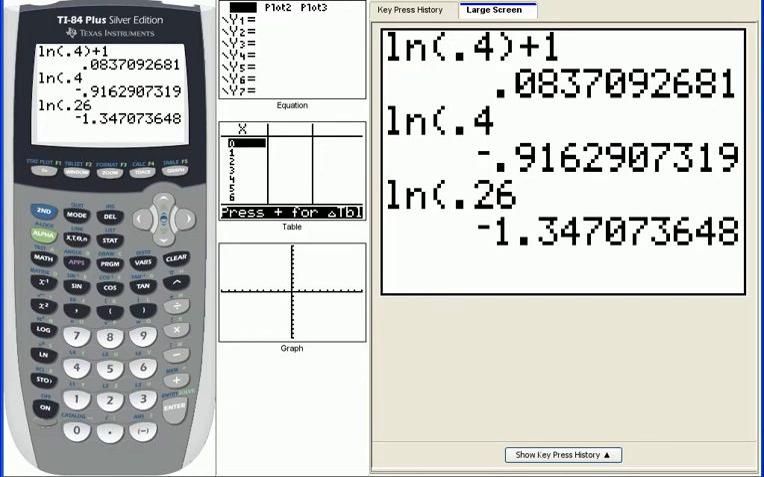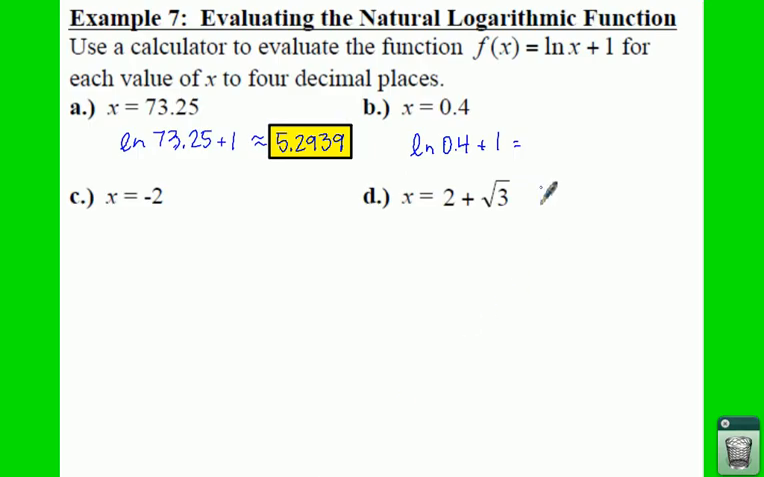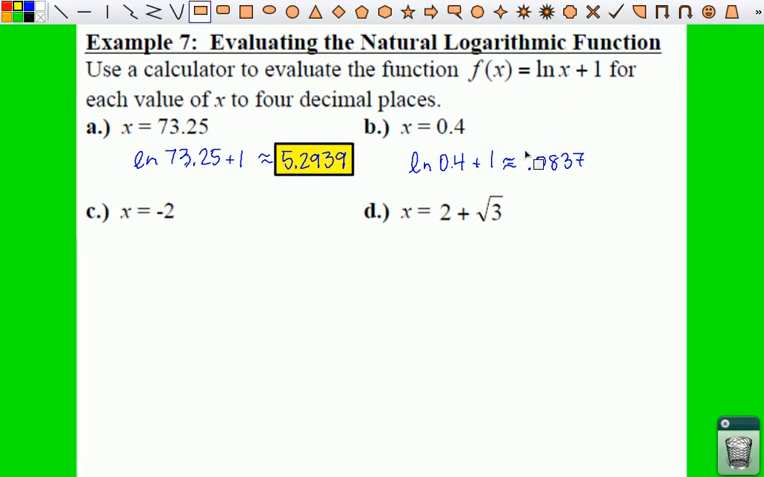You're going to have approximately 0.0837. So, I like to put these little approximation signs, which you should put anytime you're rounding something. You should really do that.